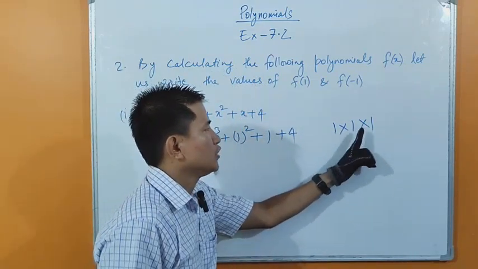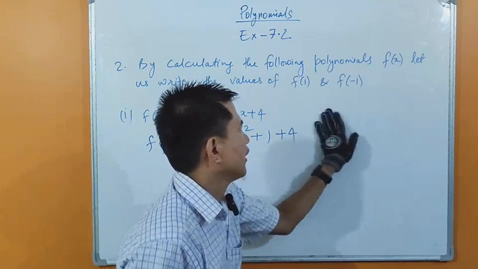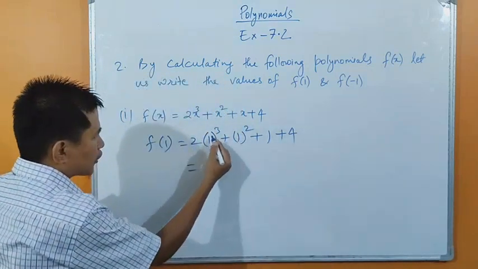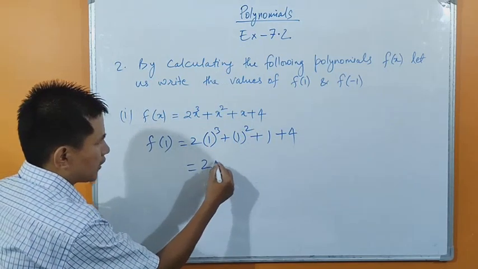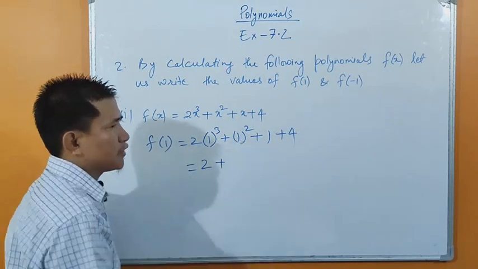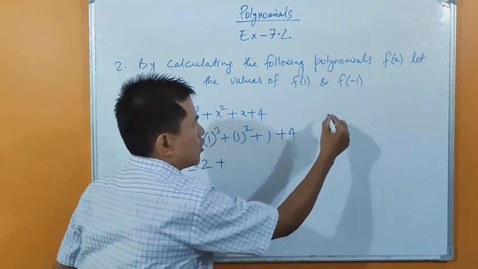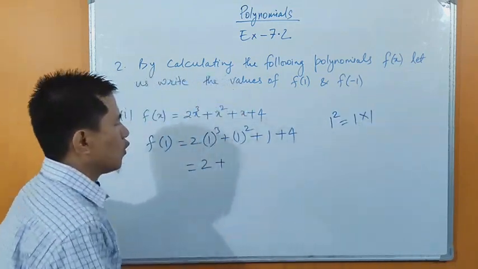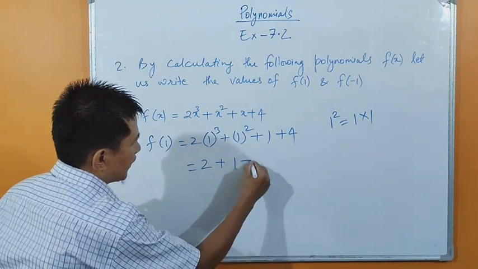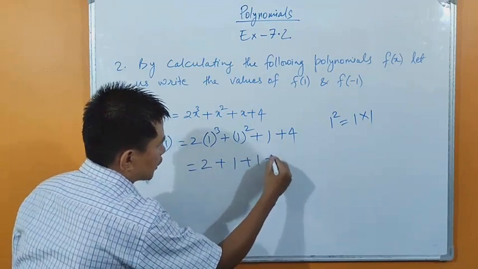1 into 1 is 1, okay, the value remains 1. So 1 cubed means 1, and that 1 into 2 is 2. Plus 1 squared means 1 into 1, so 1 into 1 is 1. And this 1 comes here, plus 4.